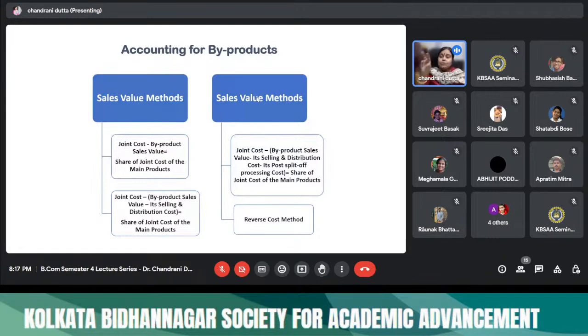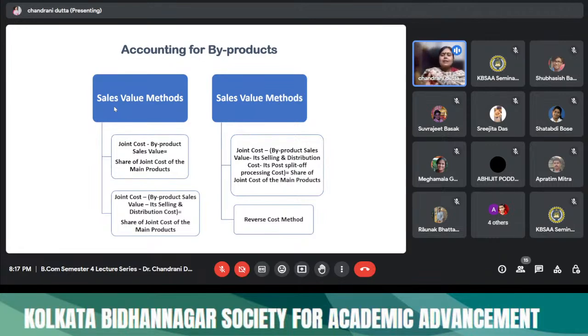Now how to calculate the share of the byproduct, which we will deduct from the joint cost first? Here we are going to focus on the sales value of the byproduct. That's why the name is sales value methods. We deduct the sales value of the byproduct from the joint cost. The sales value of the byproduct is the share of the joint cost.